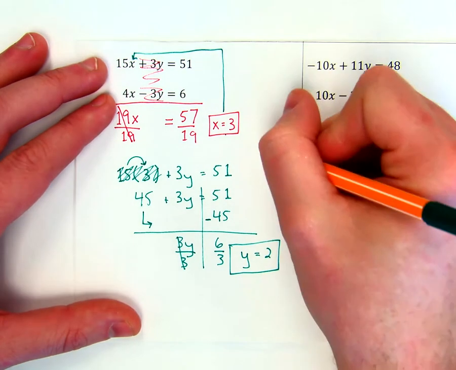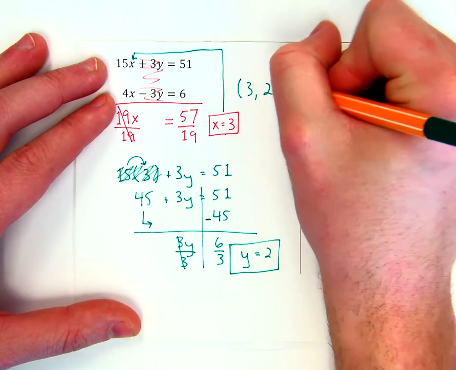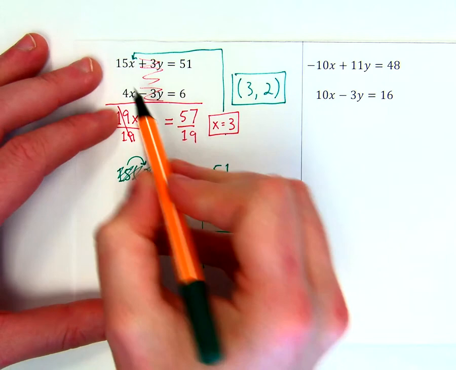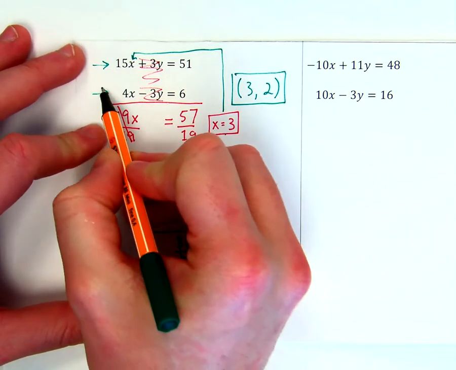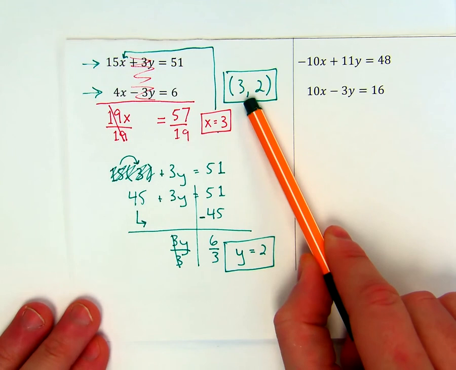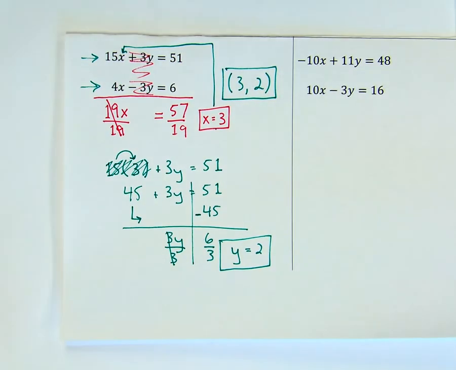Now that we've found x and y, all that we need to do is put them into a coordinate pair. X first, then y. As I said before, each of these equations would graph as straight lines if you put them on a graph. And those two straight lines would cross at exactly one point. That one point would be 3 on the x-axis and 2 on the y-axis.